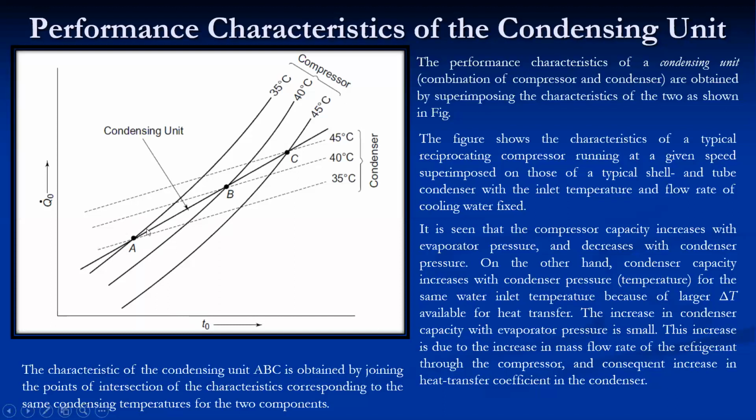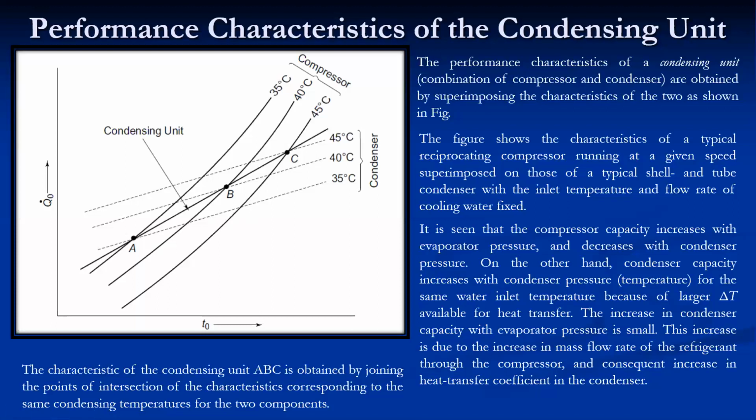So why does the condensing temperature decrease? Because as the evaporating temperature decreases, the load on the condenser also decreases, and consequently there is a drop in condensing temperature. So the condensing temperature drops by 5 degrees Celsius, that is, from 40 to 35 degrees Celsius. And the same thing happens when the evaporating temperature increases. So this is the characteristic of the condensing unit.